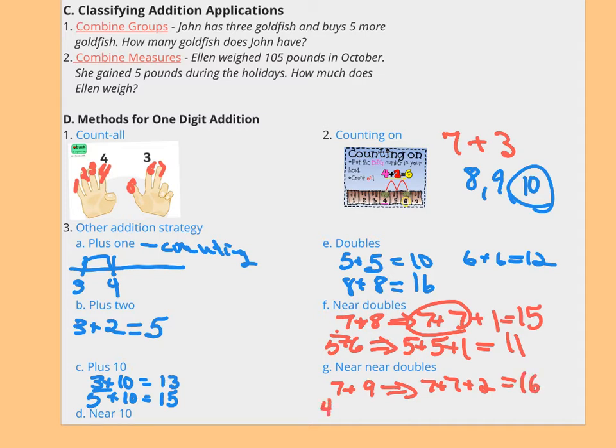I could look at 4 plus 6. That's near, it's 2 away from each other, so I know that 4 plus 4 is 8, and I can add 2 more to that to get myself 10.